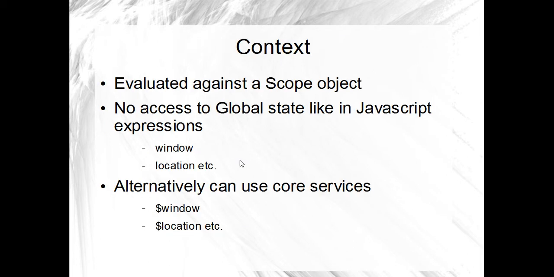So coming to the context, in JavaScript, expressions are evaluated against the global window scope, but when it comes to Angular, expressions are evaluated against a scope object. So this makes Angular expressions not have access to global variables like window, document, or location, etc. And this is intentionally designed to restrict the global variable scope, which helps in preventing accidental access to the entire global state, which could further help in avoiding many issues that way. And instead, if you really want to use the global scope, you could alternatively use some core Angular services like $window and $location, etc., whenever required.